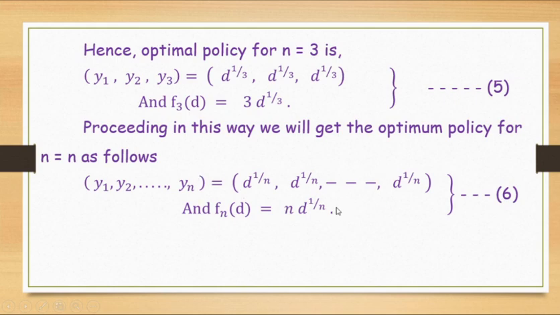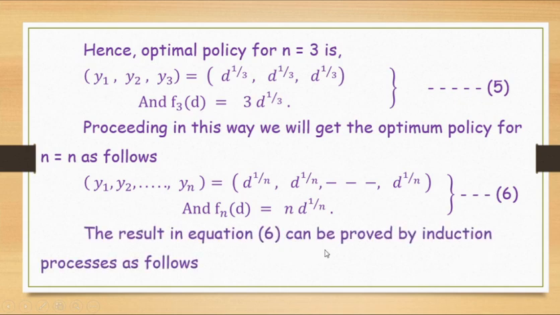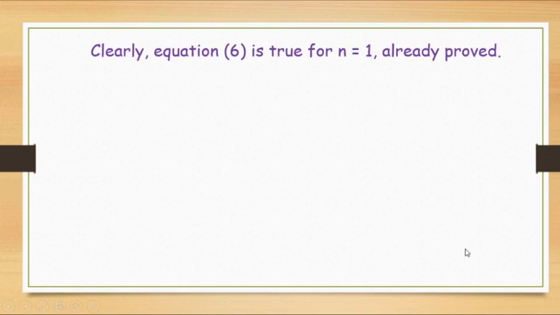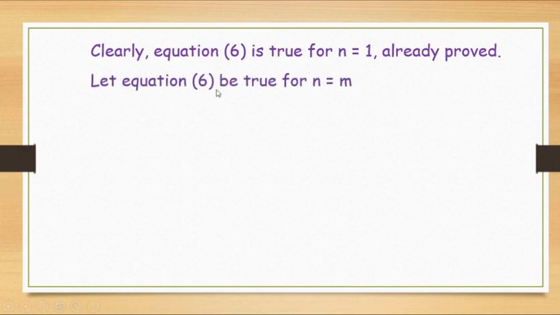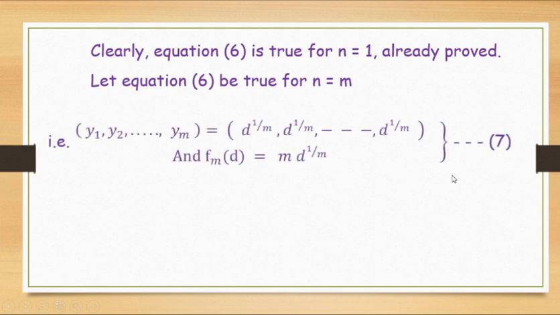Now we have to prove this result in equation 6 by using the induction process. The result in equation 6 can be proved by using the induction process as follows. Clearly, equation 6 is true for n equal to 1, which is already proved here. Let equation 6 be true for n equal to m. That is y1, y2, y3 up to ym, all these are the m parts of d, and these parts are equal and each part is of value d raised to 1 by m, and therefore fm of d is equal to m times d raised to 1 by m. Equation number 7. That means we take the optimal policy when n is equal to m.